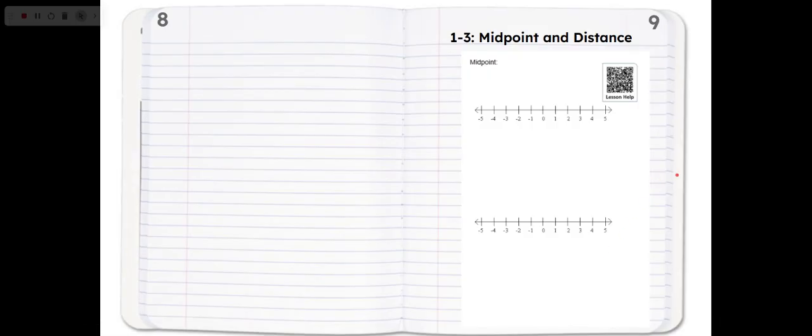And now let's talk about some points that are maybe not the very middle, but they're kind of in between 2 points. And this is called partitioning a segment. So a midpoint is a very famous partition of splitting it in a ratio of 1 to 1. But what if we weren't splitting it in a ratio of 1 to 1?